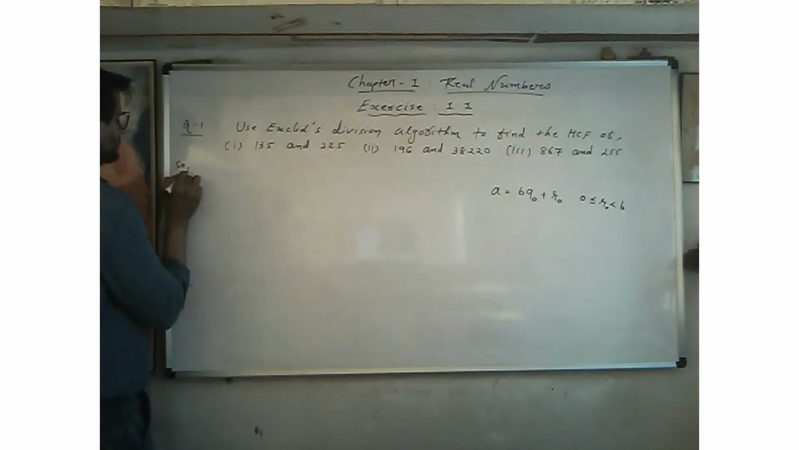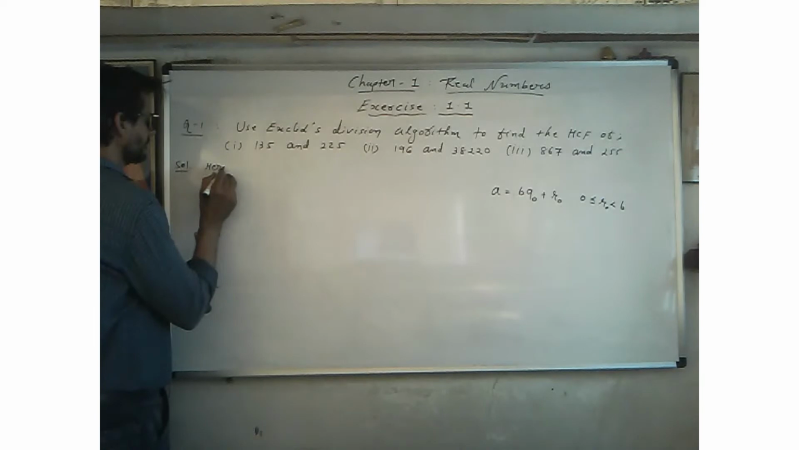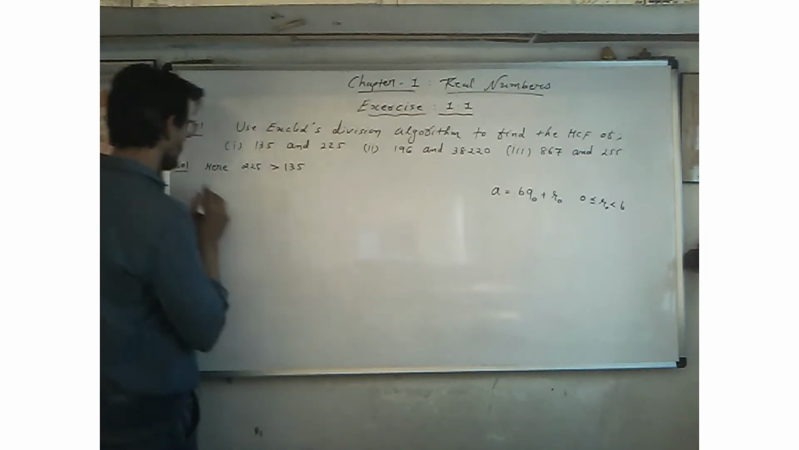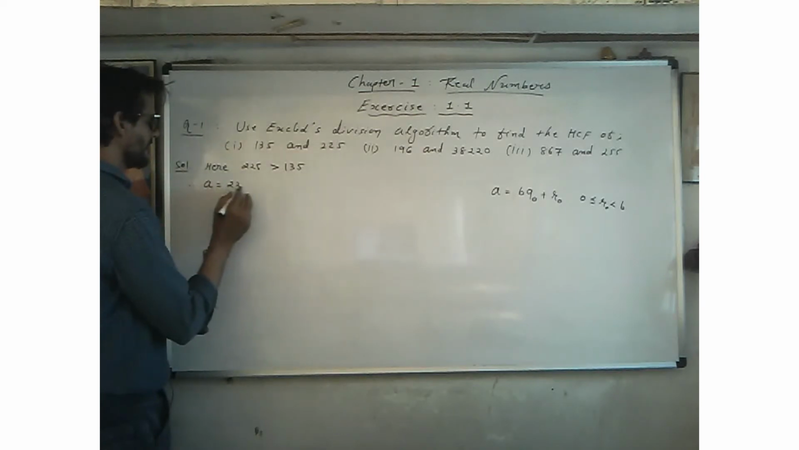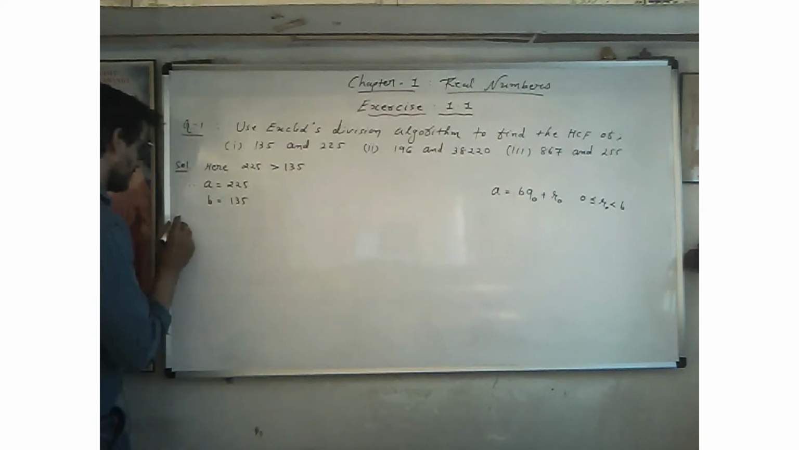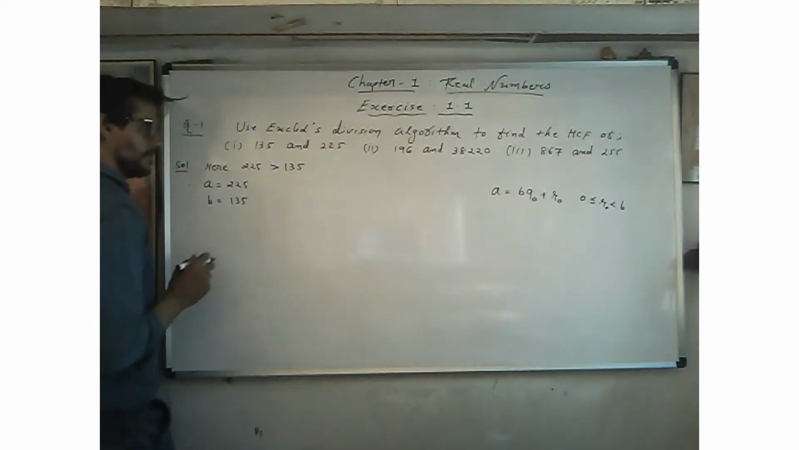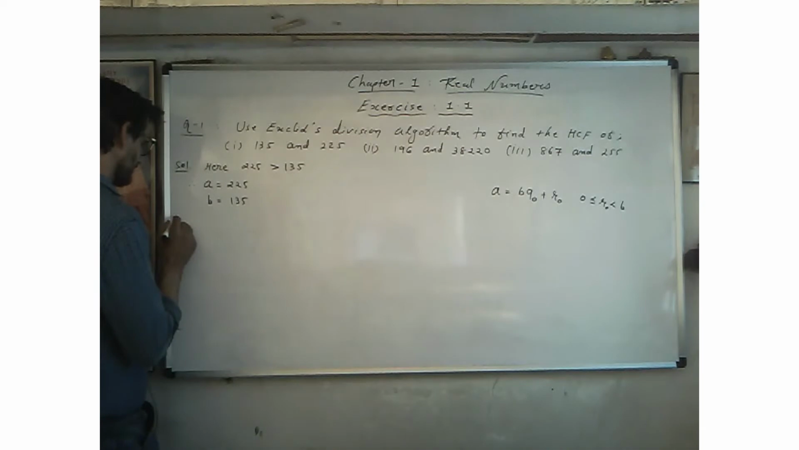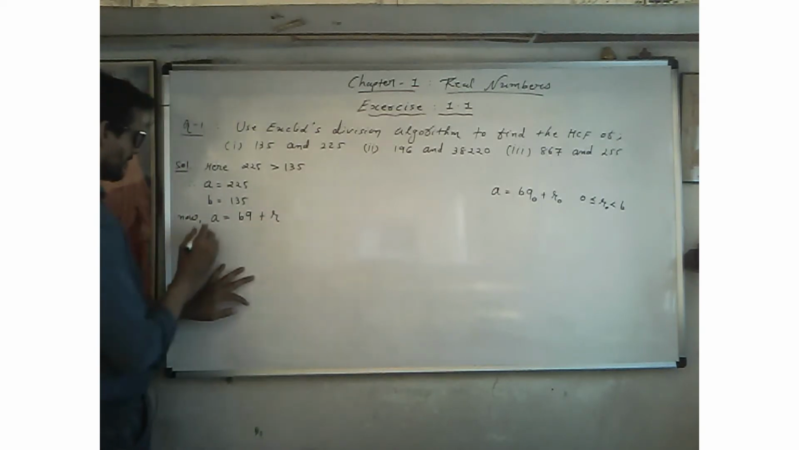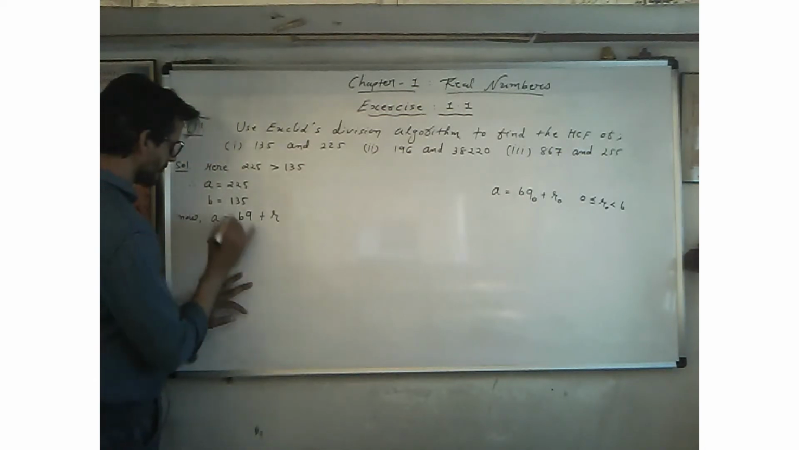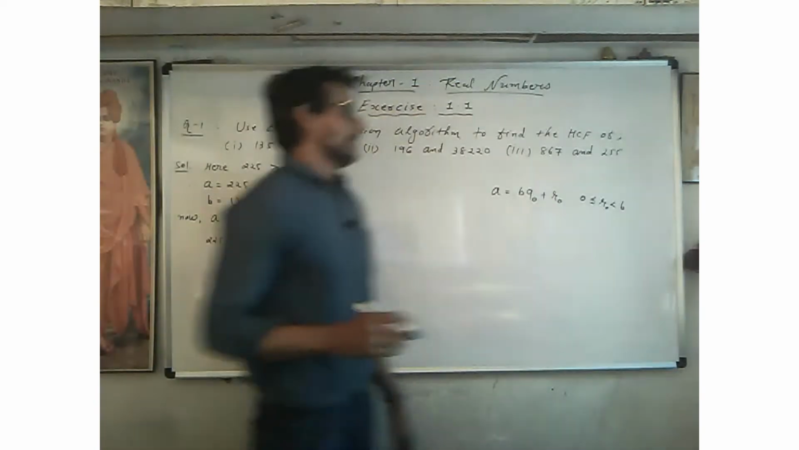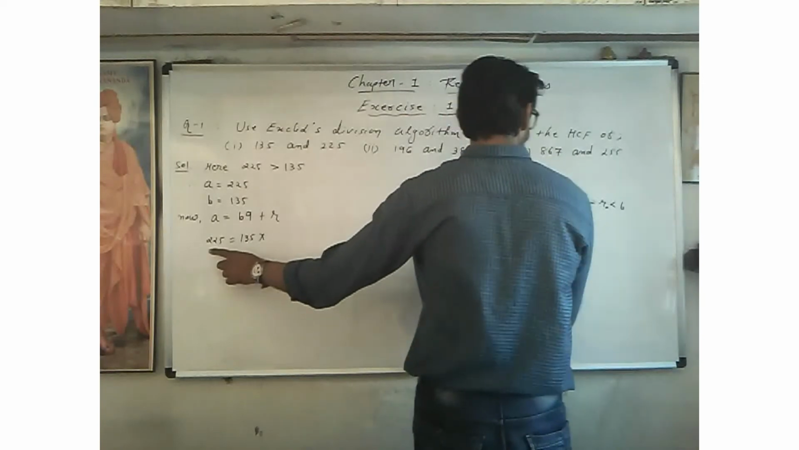Solution 1. Here 225 is greater than 135, so A is equal to 225 and B is equal to 135. Okay? By applying the lemma of Euclid division, A is equal to B Q plus R. 225 is equal to B, we put the value 135 in place of B. Now 135 is the divisor of 225.